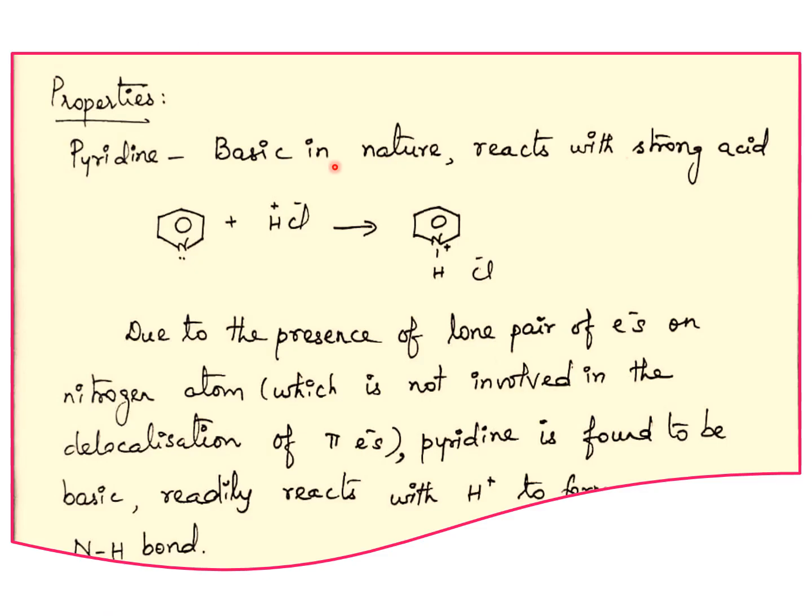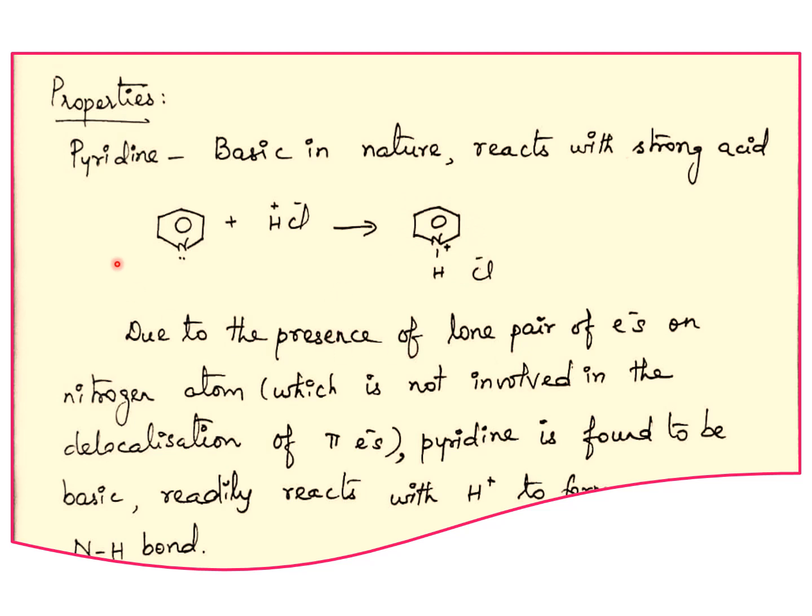Let us see the properties of pyridine. Here, pyridine is basic in nature. So when the compound is basic, it easily reacts with an acid. So what happens when pyridine reacts with HCl? It forms a salt.